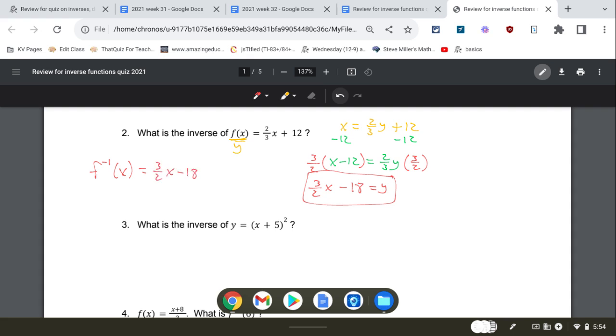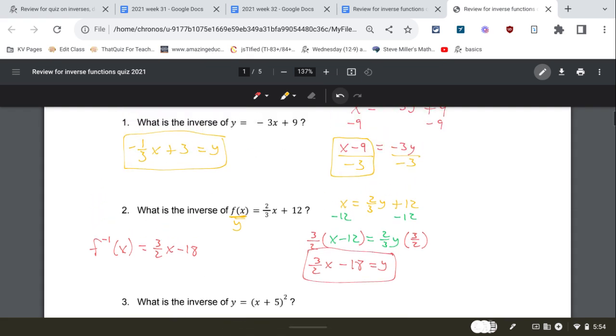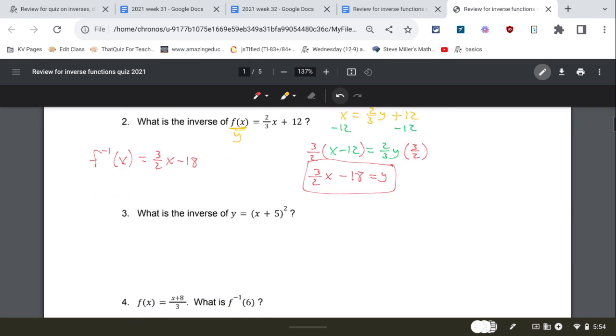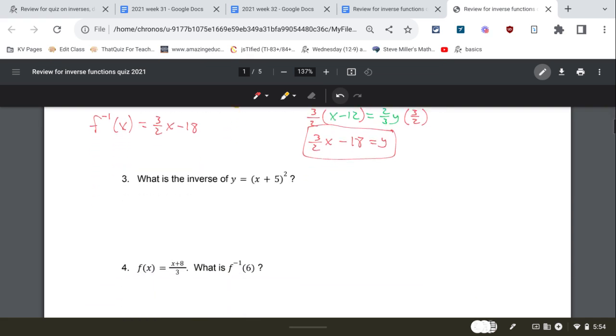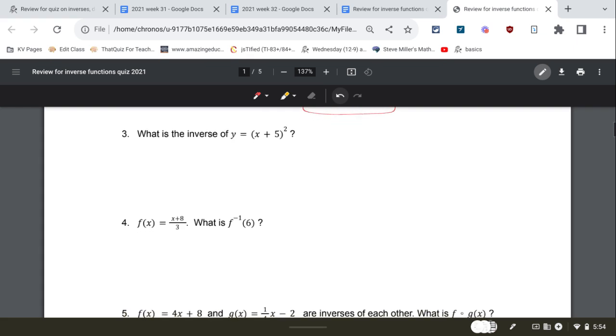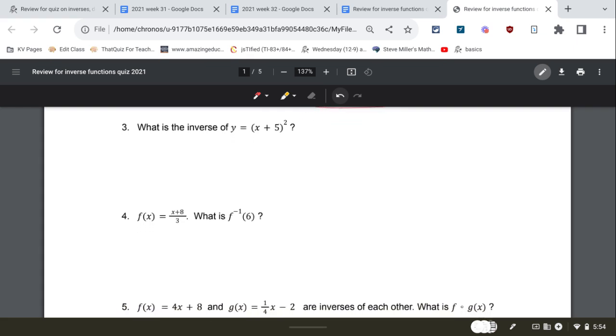Okay. Now, if you want to see how to check your answers on these, you'll have to reach out to me. I just don't have time to go through and check all my answers, but it's not that hard. If you don't know how to check your answers, you should find out before you take your quiz. It's really helpful. What is the inverse of this one?